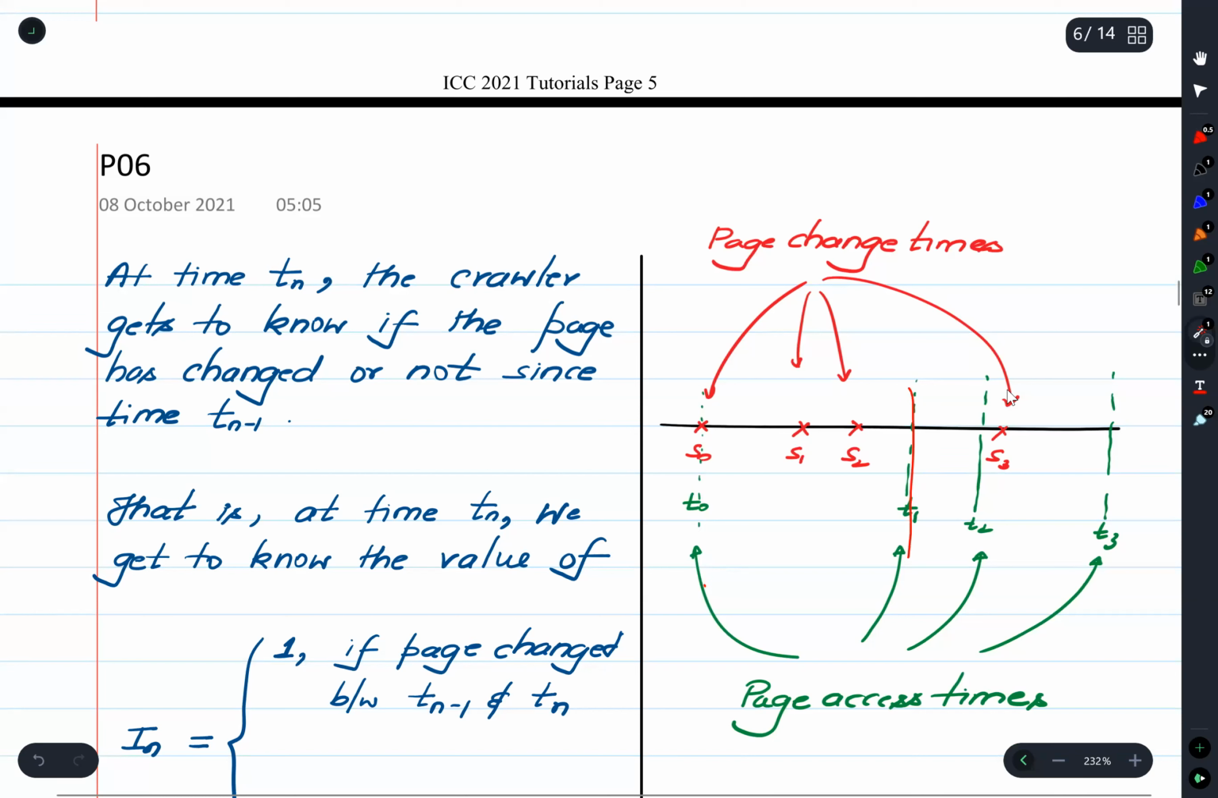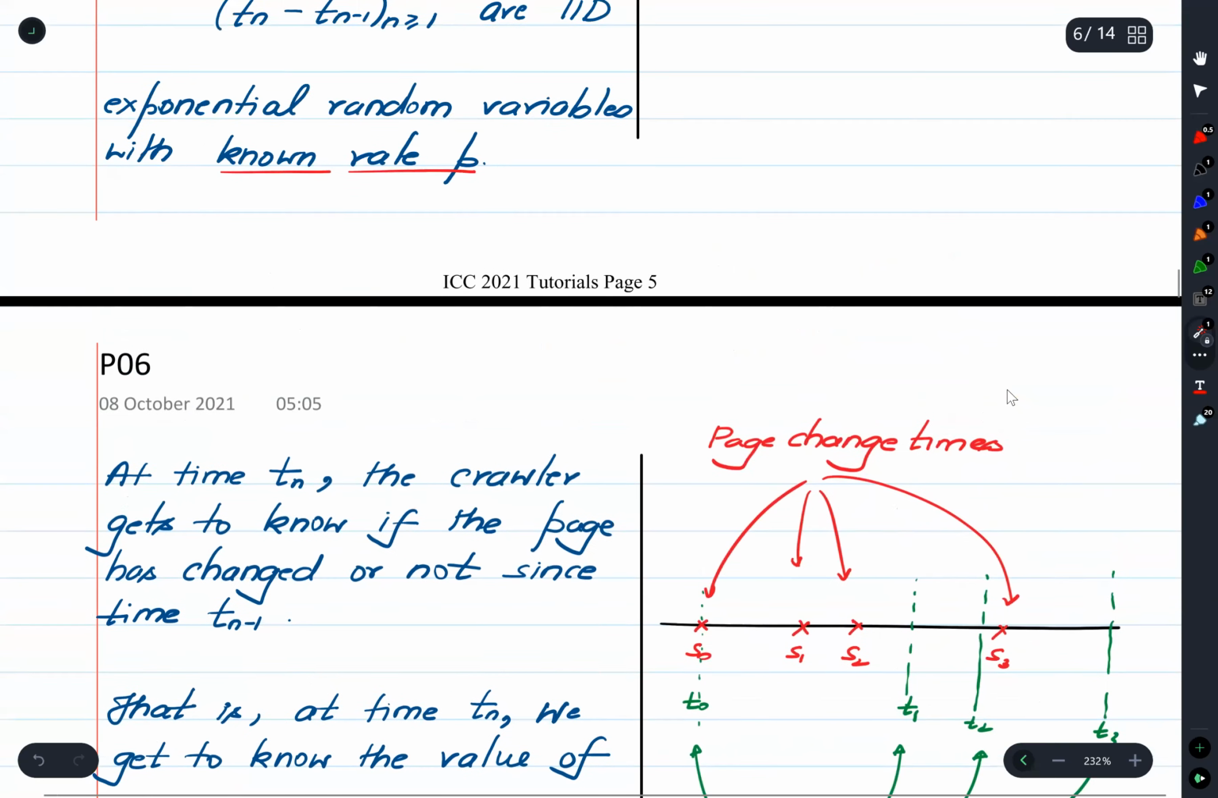Then at time T1, we access this page again. Then at time T2, we access this page again. And at time T3, we access this page again, and so on. And we presume that the gap between these time instances at which we access this web page, these are again IID exponential random variables, but this time with some known rate P.